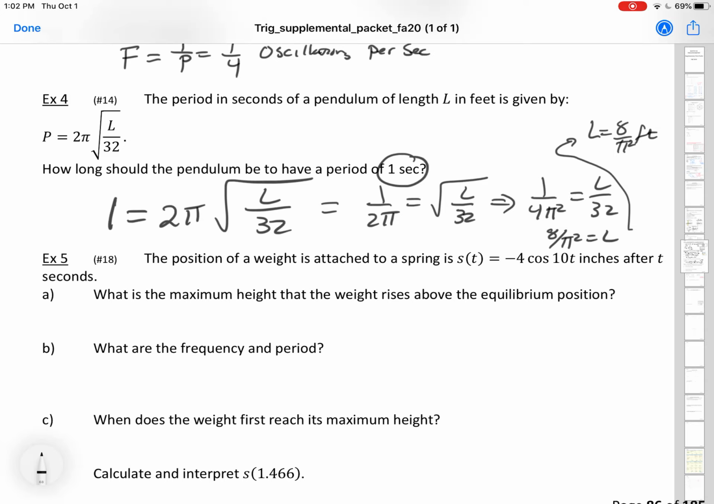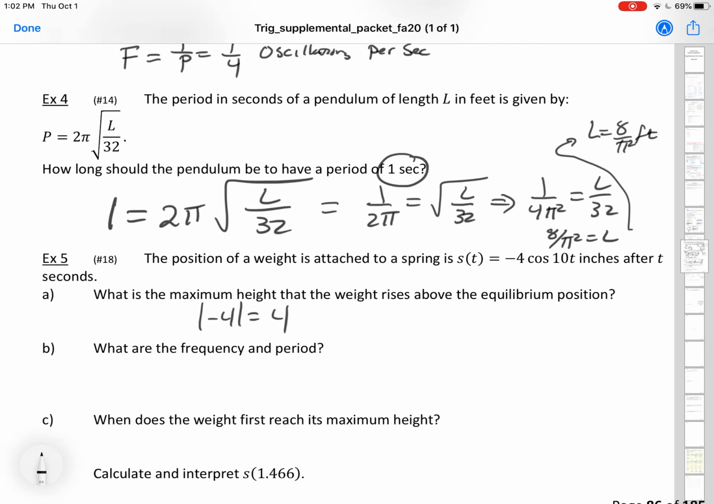The position of a weight attached to a spring is given by that after t seconds. What is the maximum height that the weight rises above the equilibrium point? Well, the maximum height is going to be the amplitude. The amplitude is simply the absolute value of A, which is 4. It's only going to be able to go up 4.